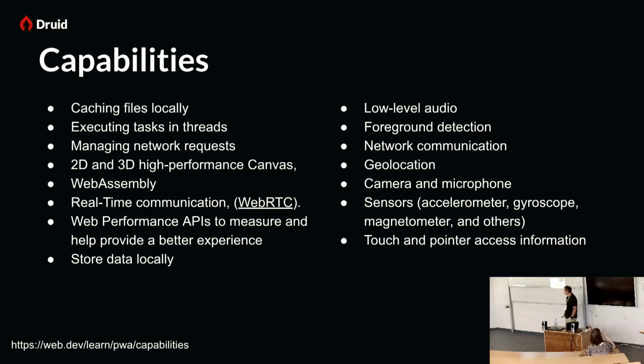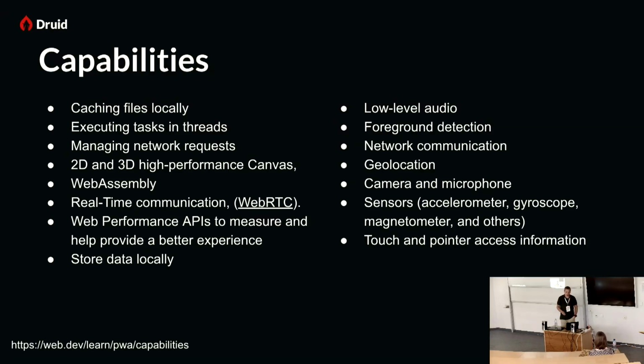But then we go to the capabilities. So this is the basic set of capabilities. These are available on all the platforms. Interesting things: you have caching, I already promised you that you can do this. You can execute things in threads. You have 2D and 3D canvases. Basically it's the same stuff that you already have at your disposal as a front-end developer.